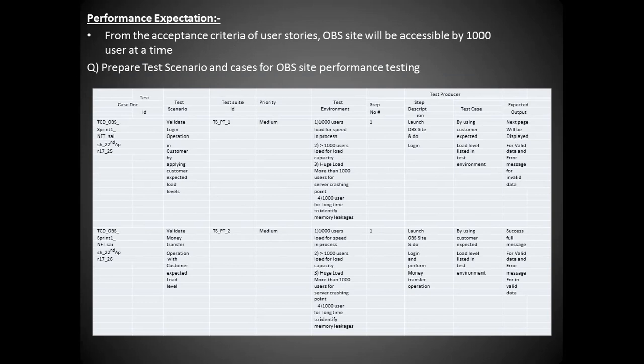Next one is the performance test expectation. From the acceptance criteria of the user stories, the online banking site will be accessed by 1000 users at a time. Preparing the test scenarios and cases for the online banking site to conduct performance testing. Here is the template for it. The priority should be medium.